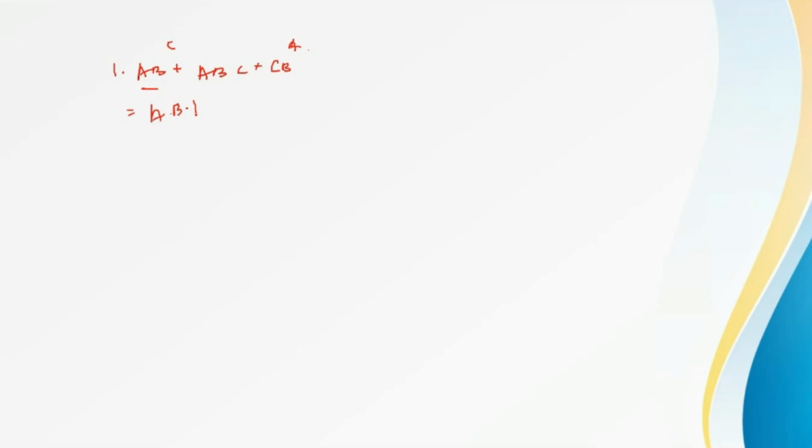So what we have to do here, we can take this as AB into 1, right? Plus ABC plus CB, here what we have to do? We have to take A, right? So here also we'll take A as 1. Which law will we use here? AB into 1 means what can we add here for C? C plus C bar we can add. And for CB, A plus A bar.